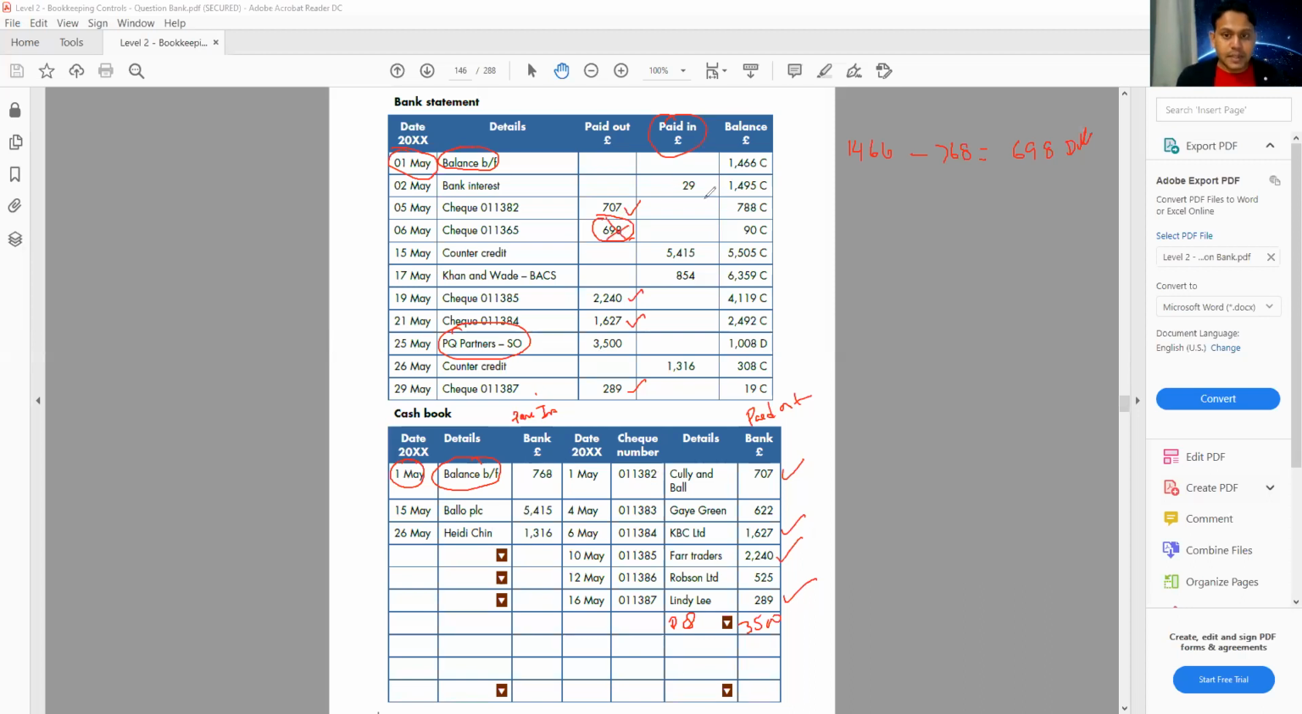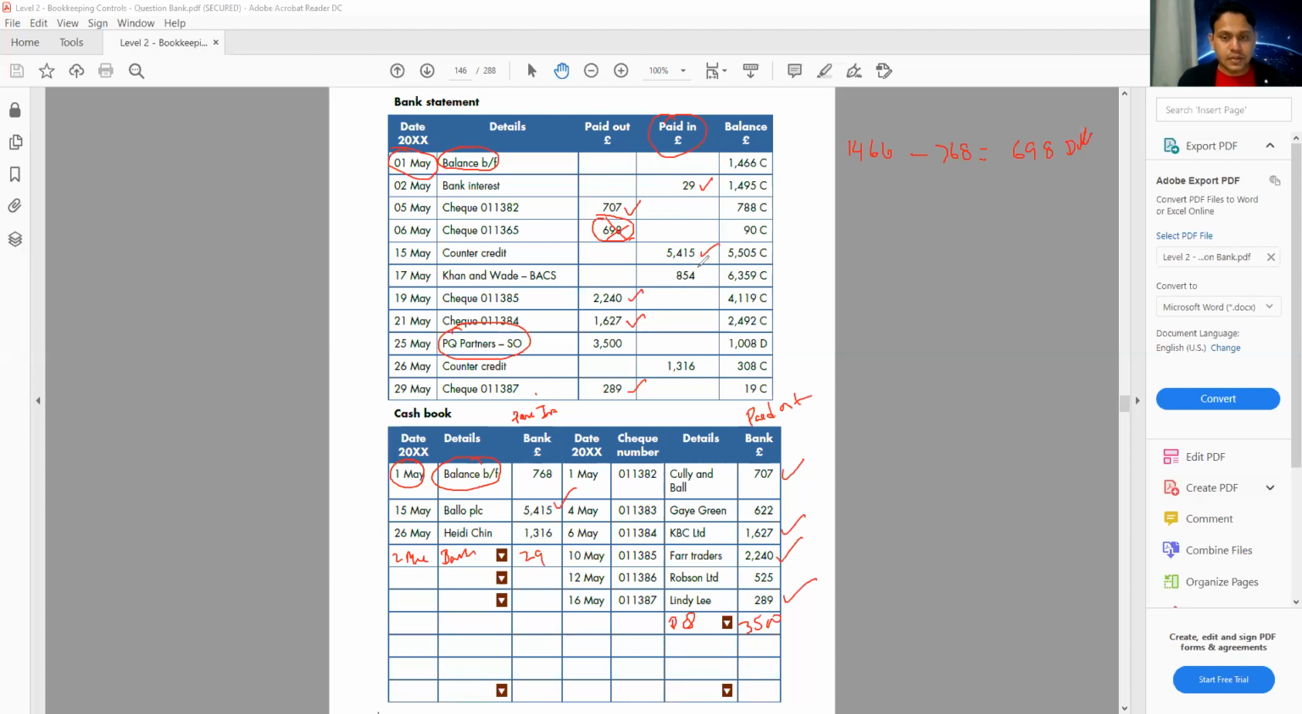On the cash book debit side, linking to the paid in section of the bank statement, I can see 29, but 29 is not in my book. That is bank interest, so I'm going to write bank interest. That is 2nd of May, 29 pound. And I have 5415, I can see 5415.